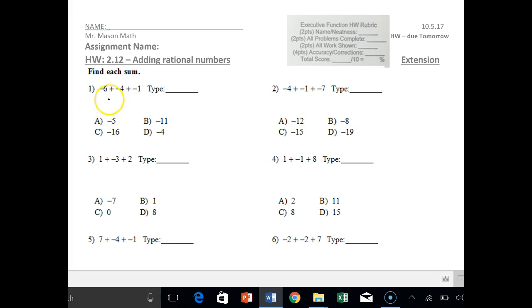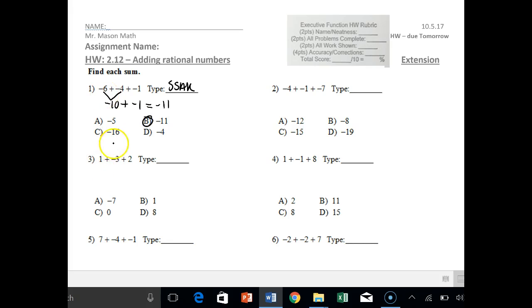So first of all, I'm starting you off easy. Number one, -6 plus -4 plus -1. So that's obviously an SSAK. Same signs, add them, keep the sign. So -6 and -4 gives you -10, and then -10 plus -1 obviously gives you -11. Please make sure you show that work just like I have on number 2.